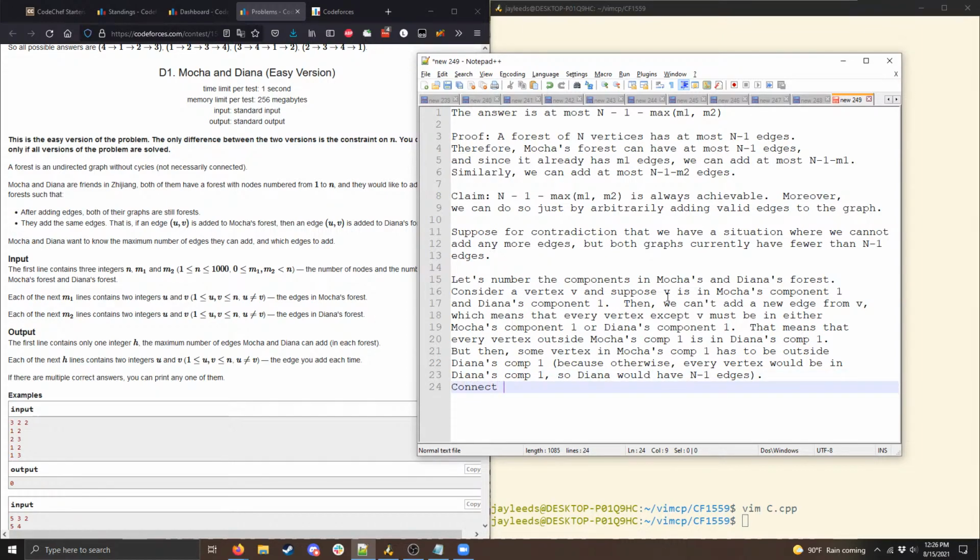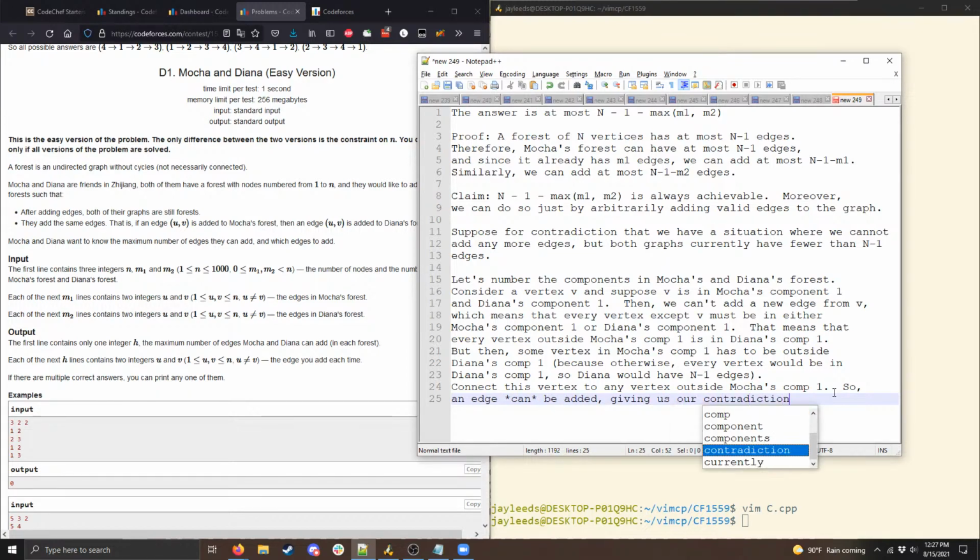And what we can do is connect this vertex to any vertex outside Mocha's component 1, because then this vertex will be in Mocha's component 1 and the other vertex won't be, so it'll be a valid edge for Mocha's graph. And this vertex will be outside Diana's component 1, while the other one will be in Diana's component 1, so it's going to be valid too. So an edge can be added, giving us our contradiction and proving our claim.